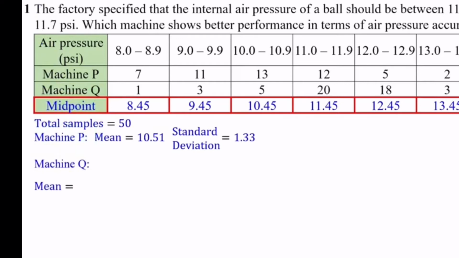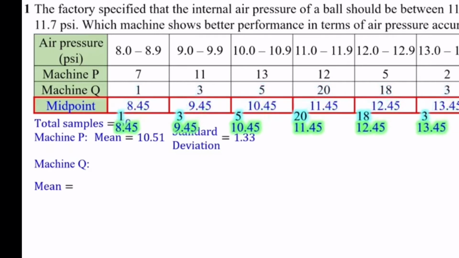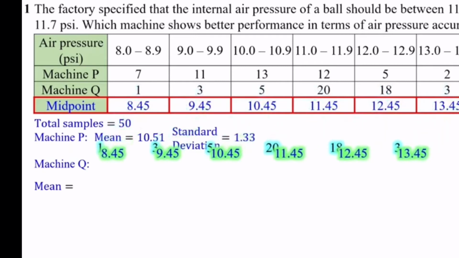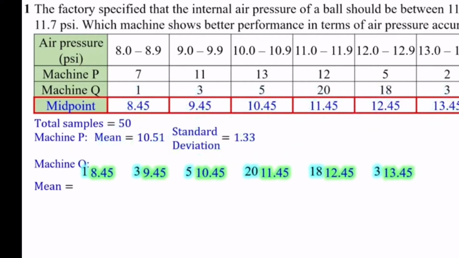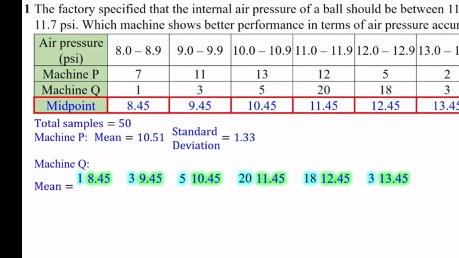For the mean, machine Q is equal to, let's focus on machine Q. We have 1, 3, 5, 20, 18, and 3. We are going to take this frequency, multiply by the midpoint one by one, and we add, and we are going to divide by the total frequency. So we take the blue one, which is the frequency, times the green one, which is the midpoint, over the total frequency, which is 50.